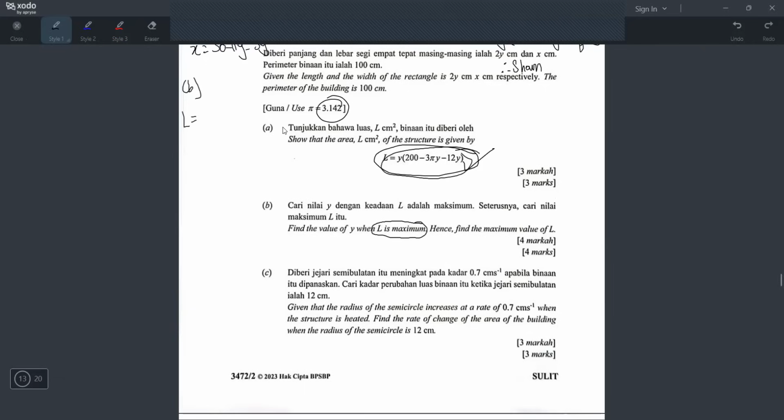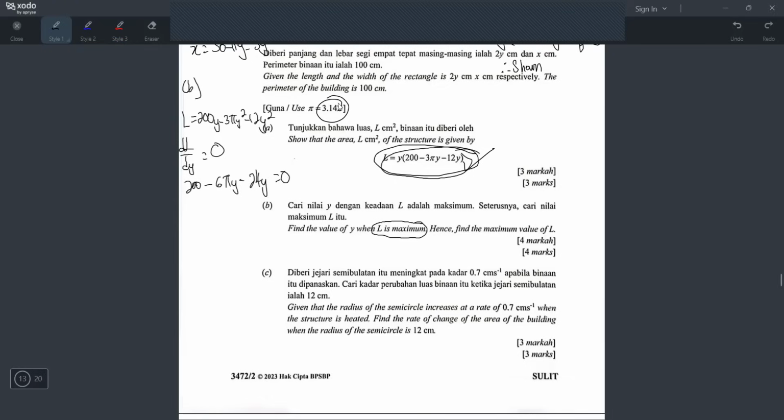So let's expand this whole thing. You will get 200y minus 3 pi y square minus 12y square, right? And then now you will differentiate. When you differentiate, you will write dL/dy. And don't forget, you will set it equal to 0 after you differentiate, right? Okay, so straight away dL/dy equals 0. So what is dL/dy now? Differentiate 200y, 200. Differentiate this one, 6 pi y, because 2 times 3 pi is 6, and then power minus 1, and then minus 2 times 12 is 24y, like this, right?